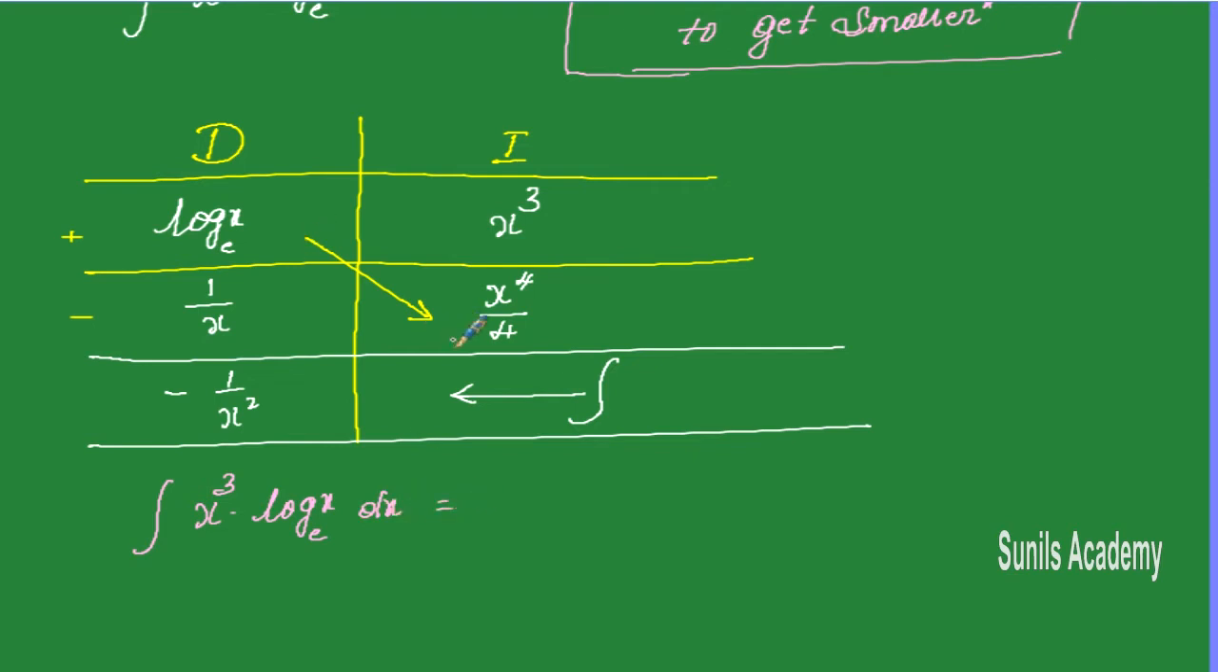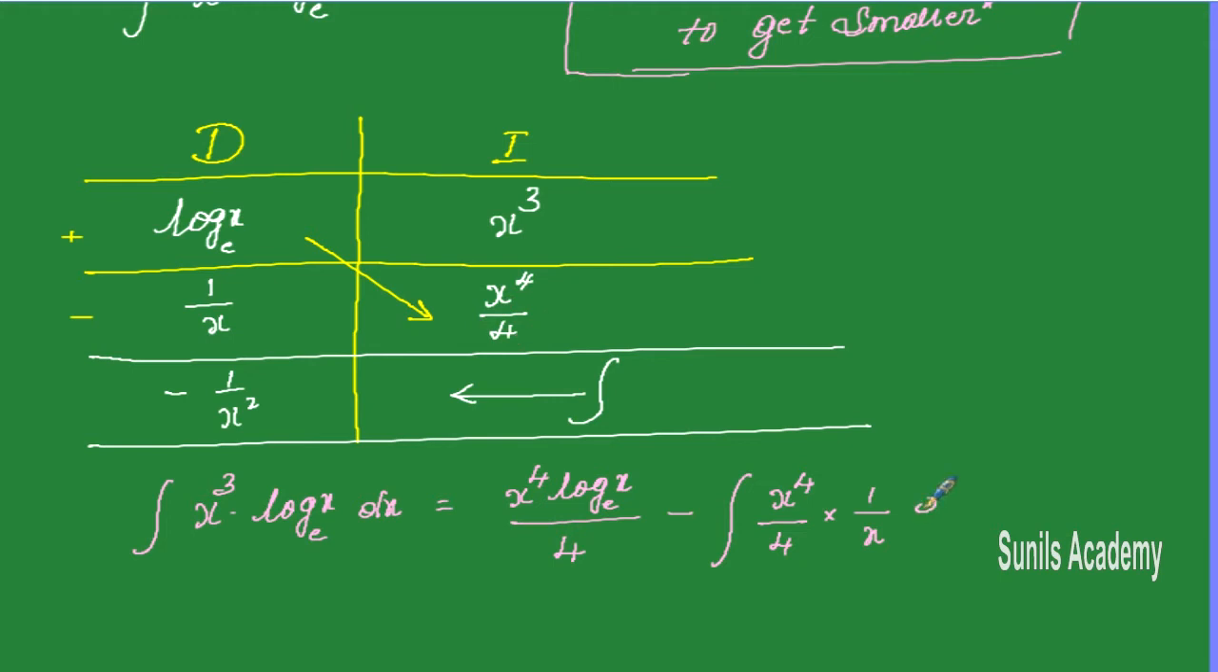Then you have to write it now. So what we have is x to the power of 4 into log x base c divided by 4. Then we have the minus sign, keep the minus, and integrate backwards. Now consider x to the power of 4 by 4 into 1 by x.